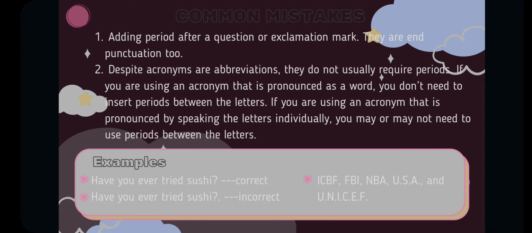The second mistake is that, although acronyms are abbreviations, they don't usually require periods. If you're using an acronym that is pronounced as a word, you don't need to insert periods between the letters. If you're using an acronym that is pronounced by speaking the letters individually, you may or may not need to use periods between the letters. Let's check. In a Colombian context, ICBF, or FBI, NBA, USA, or UNICEF.